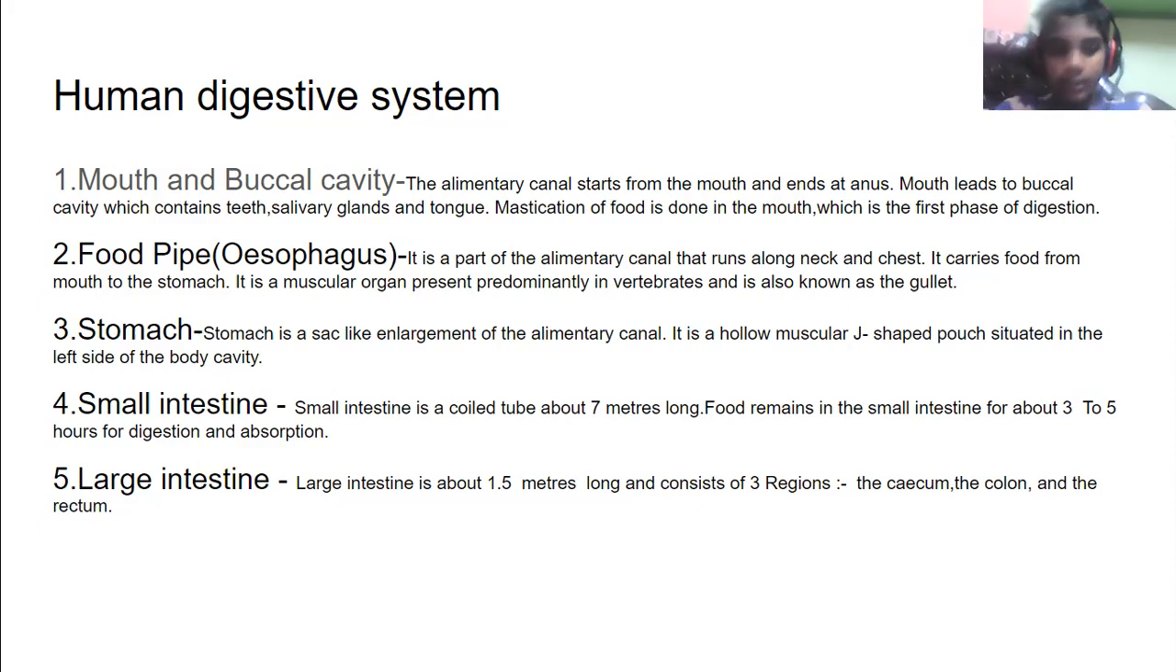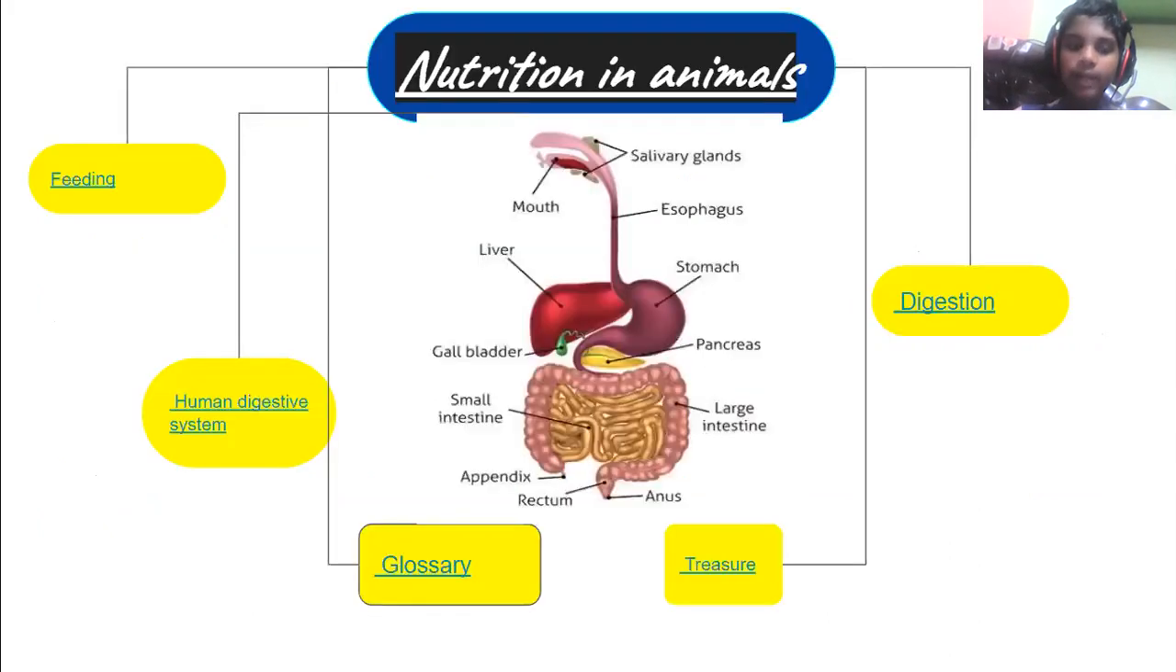Next comes the small intestine. The small intestine is a coiled tube about 7 meters long, or 22 feet. The food remains in the small intestine for about 3 to 5 hours for digestion and absorption. Next comes the large intestine. The large intestine is about 1.5 meters long and consists of three regions: the cecum, the colon, and the rectum. We send our waste out of the body through the rectum.